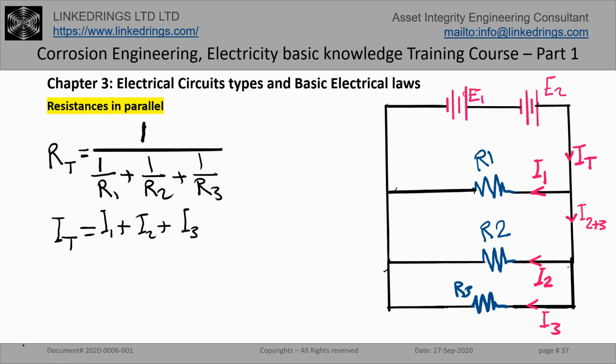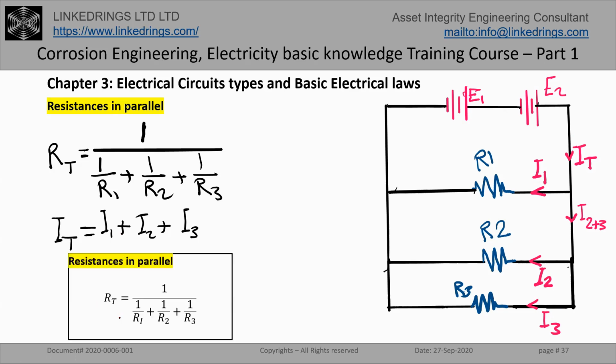What about I total? I total will equal I1 plus I2 plus I3. So this is the source current. This is the source voltage, which produces this main current. I call it I total as a better expression. It will be divided to I1 and divided here to I2 plus I3. So I2 will go to this branch, and I3 will go to this branch or this resistance. So I total equals I1 plus I2 plus I3. We must memorize this parallel resistance law.